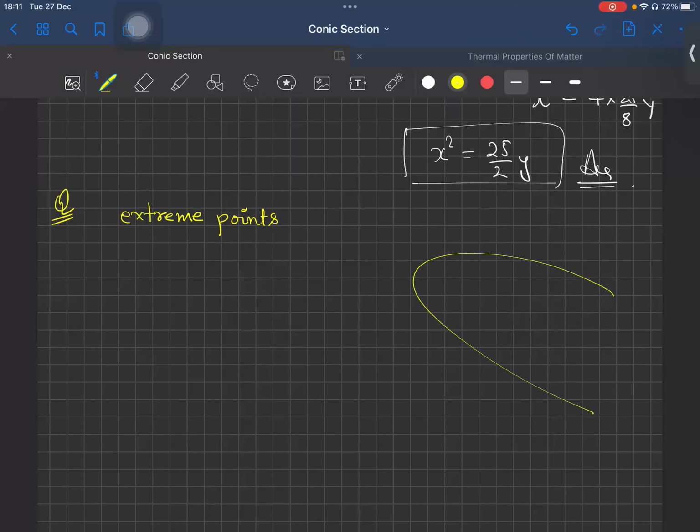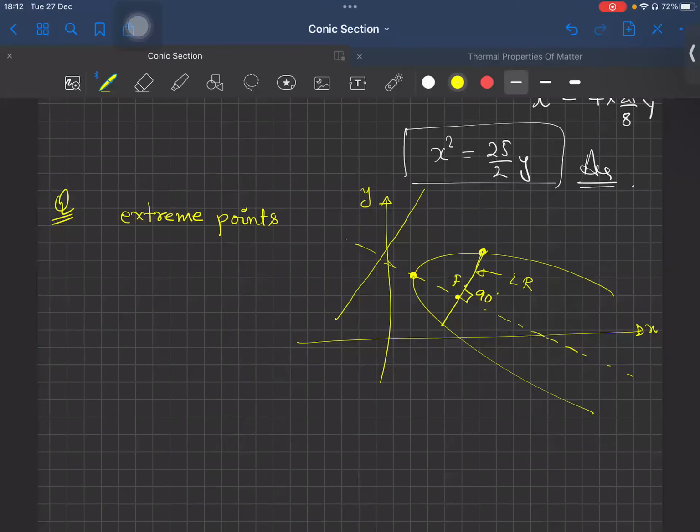Now suppose here it is x and y. This is the axis of parabola. So this point will be the vertex. So the directrix will be somewhere here, right? And this is the focus. Now the focal chord which makes 90 degrees with its axis is called latus rectum.